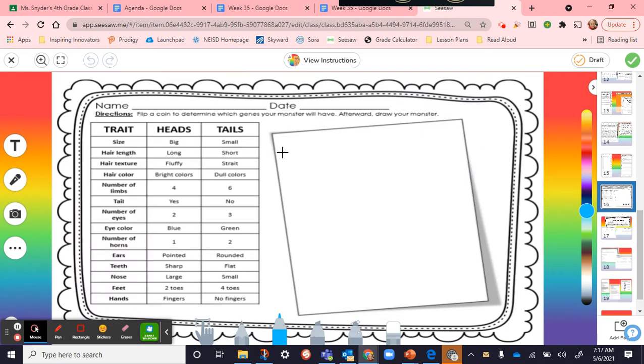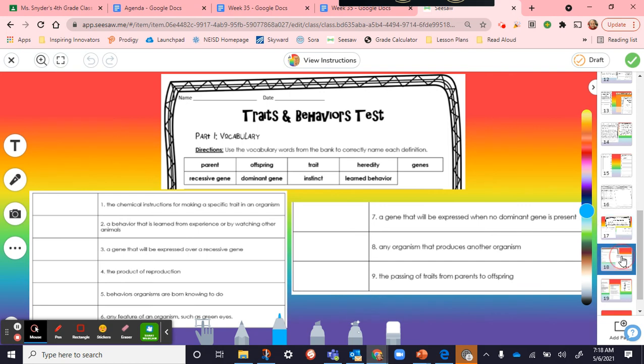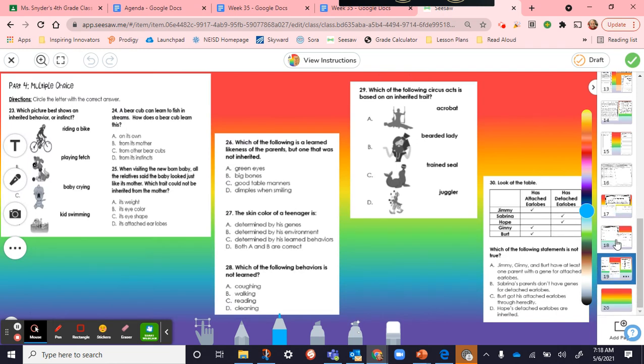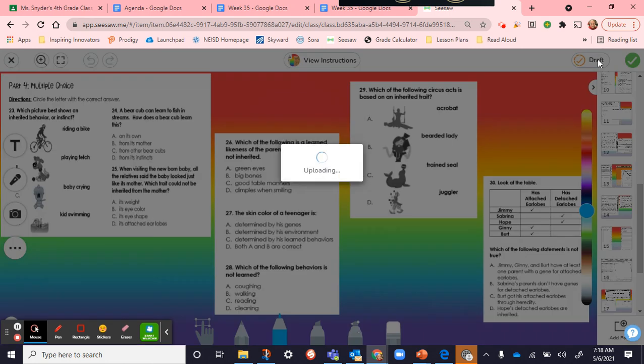we worked on this as an independent assignment, so you just flip a coin. If it's heads, then you go by this column on the left. If it's tails, your monster that you're making has this on the right here. And so you can do that for independent work. And then we will be reviewing today on Thursday, and then we'll have our traits and behavior test, which is down here on the bottom, on Friday. So go ahead and draft that when you're done.